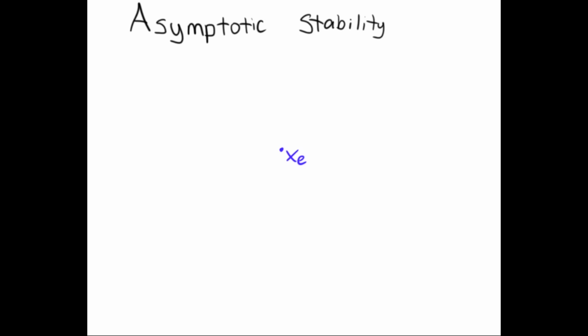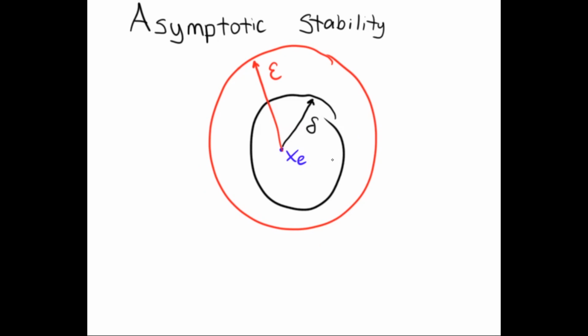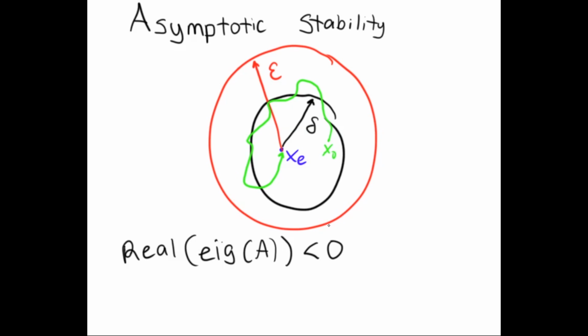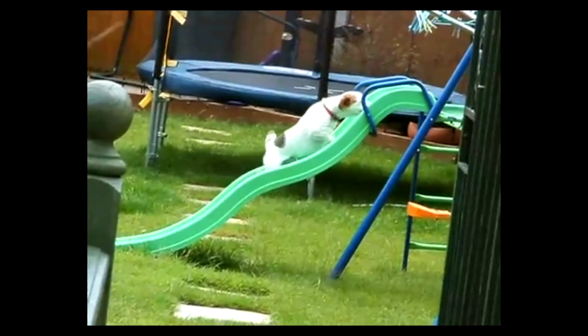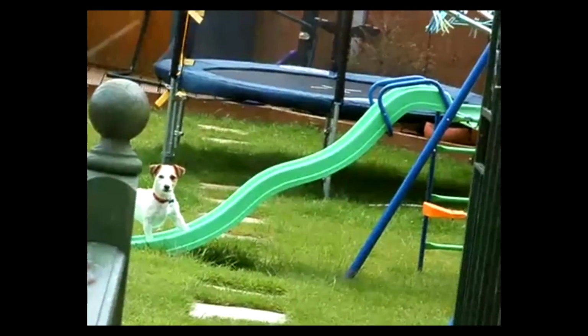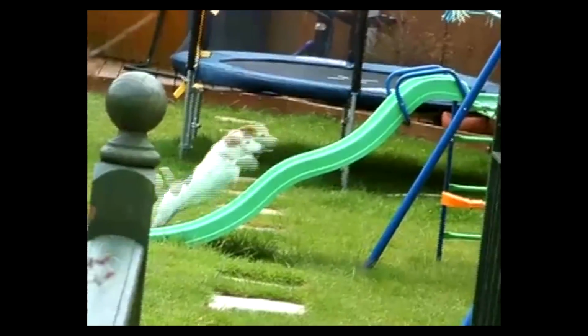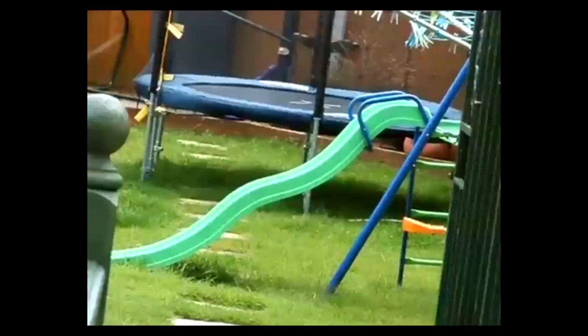The next form of stability is asymptotic stability. This means that when we start within some range delta, our trajectory will head towards the equilibrium point as time goes towards infinity. A real-life example of this is shown here. Notice that wherever the trajectory starts, it always winds up at the same point. No matter how close we are to the top of the slide or delta, we will always wind up at the bottom.